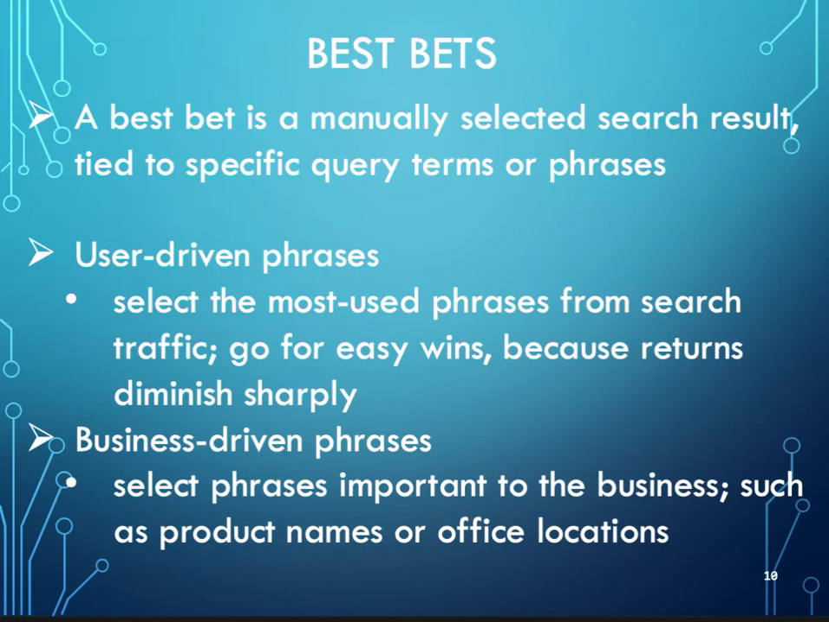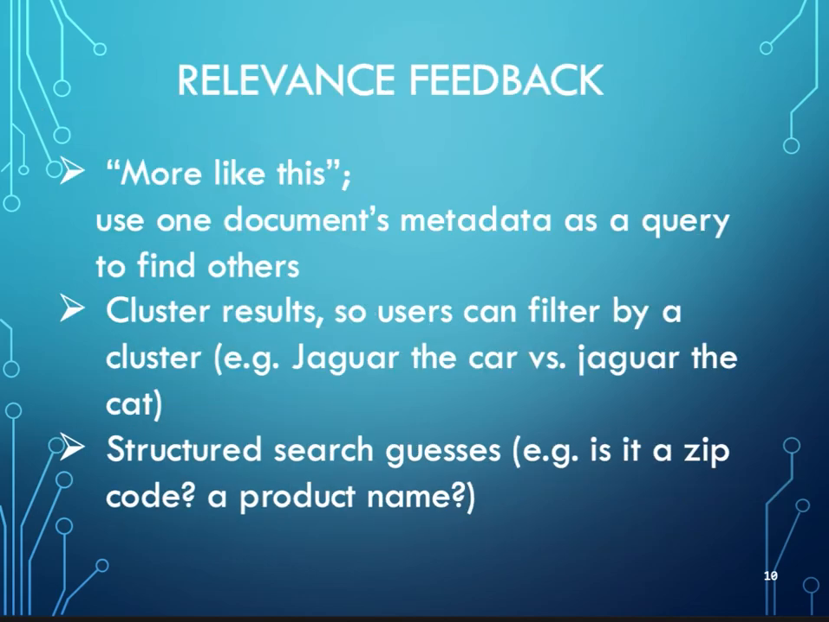Basically, for best bet, it is menu-selected search results. It uses event phases, traffic, easy win, returns maybe diminishing. Commonly found in business-driven phrases. Relevance feedback: more like this. For example, look at the example here, Jaguar the car, or Jaguar the cat. It could be a structured search, such as zip code or product name.